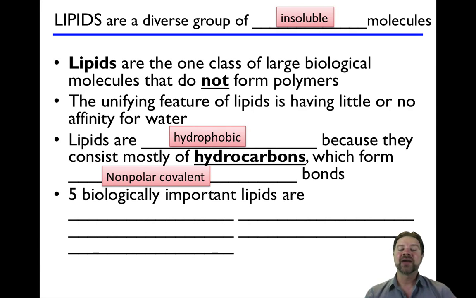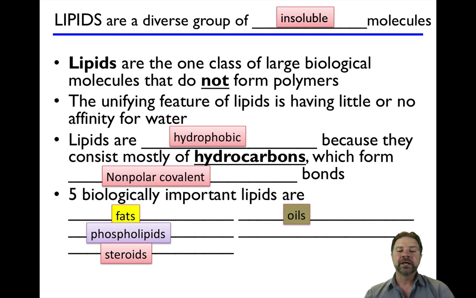Now, there's going to be 5 important lipids that we're going to deal with this year. First is fats, second, phospholipids. Third will be steroids, fourth, oils, and number 5 is going to be waxes. All of these are biological components of living things. So we'll take a look at every one of these types of lipids in the next few slides.